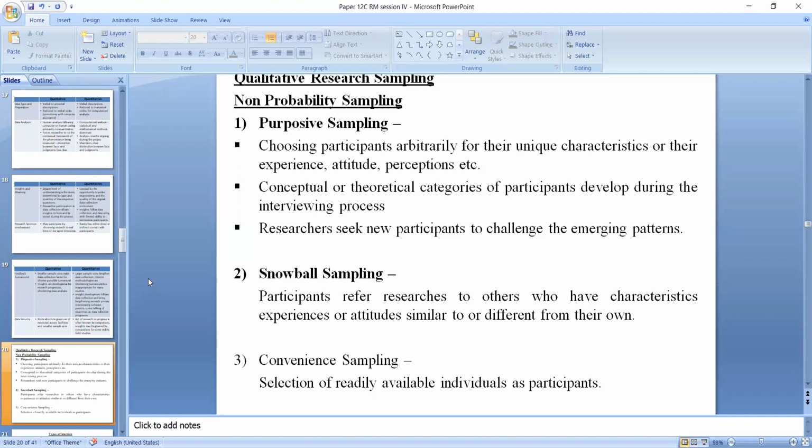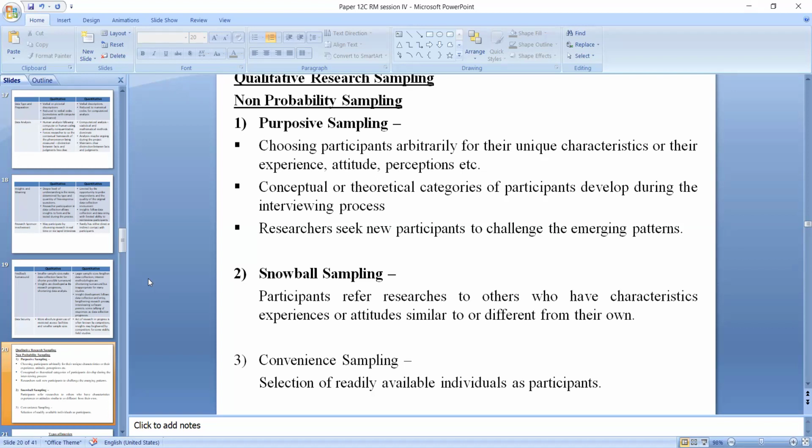Then I interviewed that key person also. So researchers, bullet number 3, researchers seek new participants to challenge the emerging pattern. Clear? What we are studying? Qualitative research sampling method. Okay? You can use for your project.